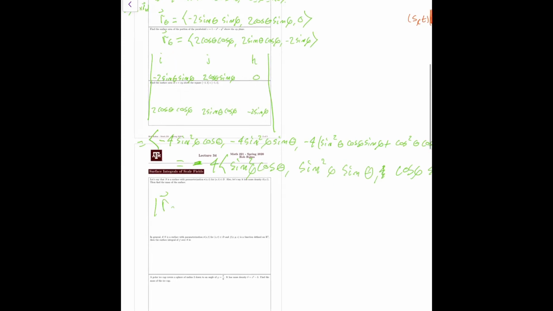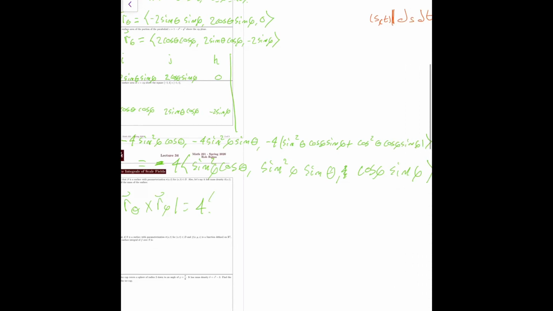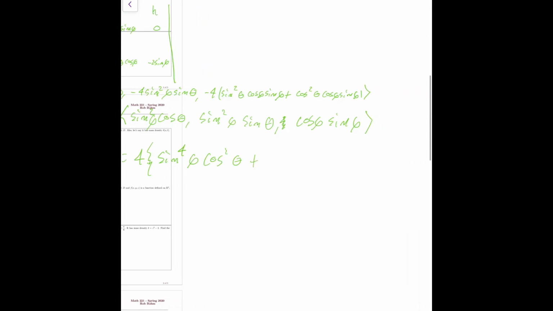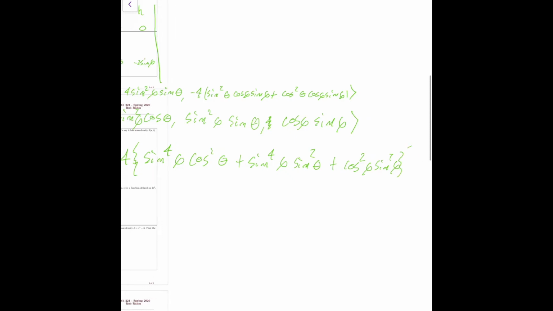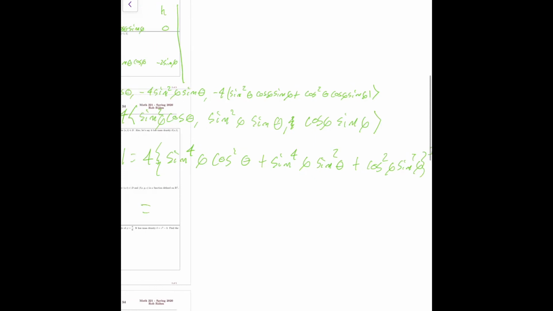Okay, and so now we take the magnitude. The magnitude of r theta cross r phi is equal to 4 times the square root of the following: sine to the power of 4 phi cosine squared theta plus sine to the power of 4 phi sine squared theta plus cosine squared phi sine squared phi. And remember, we're taking the square root.